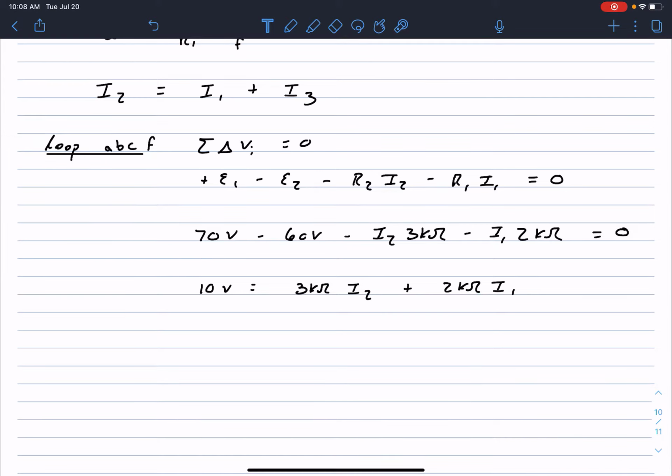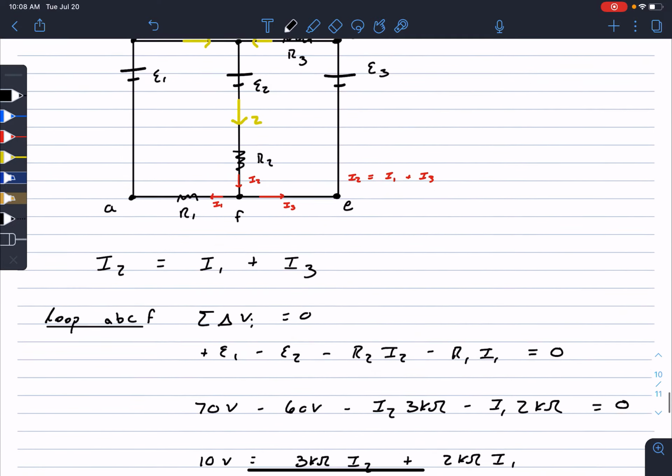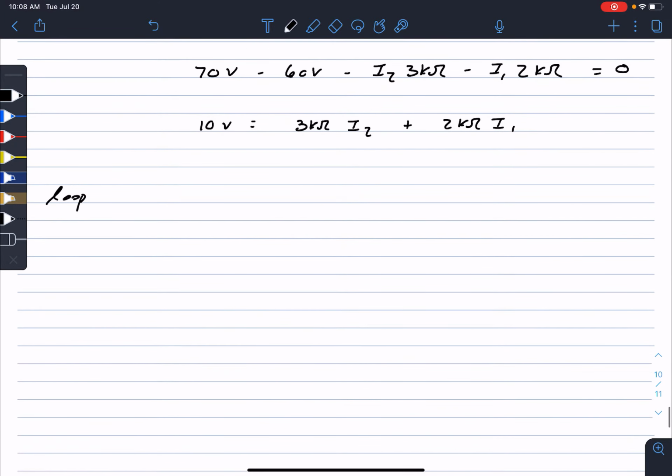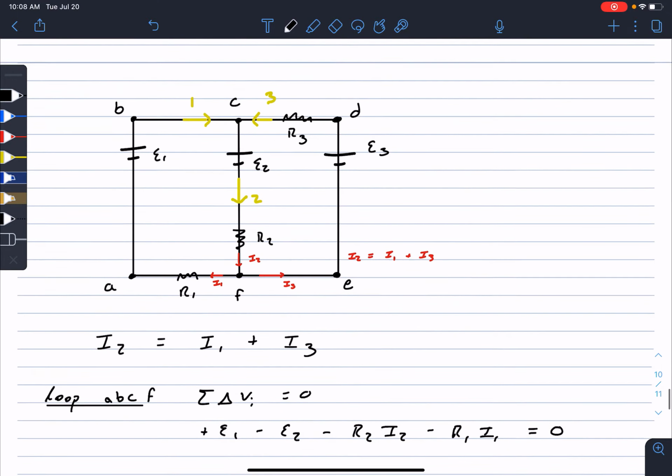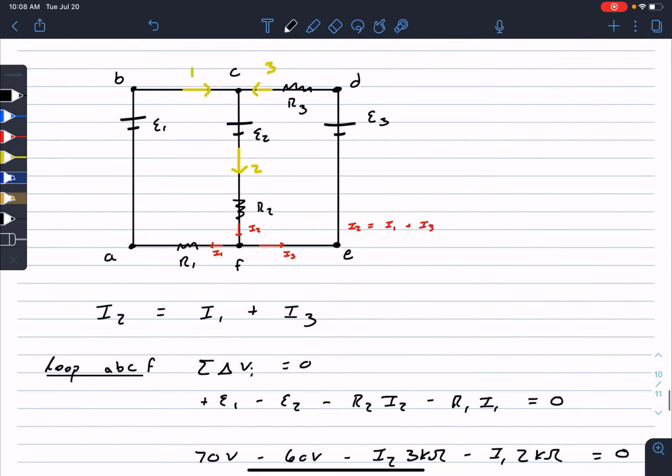Now let's go to the next loop. It's going to be C, D, E, F. These discussions are probably more helpful if you are following along in the book, because I just can't keep these diagrams up the whole time as I'm going through the math.